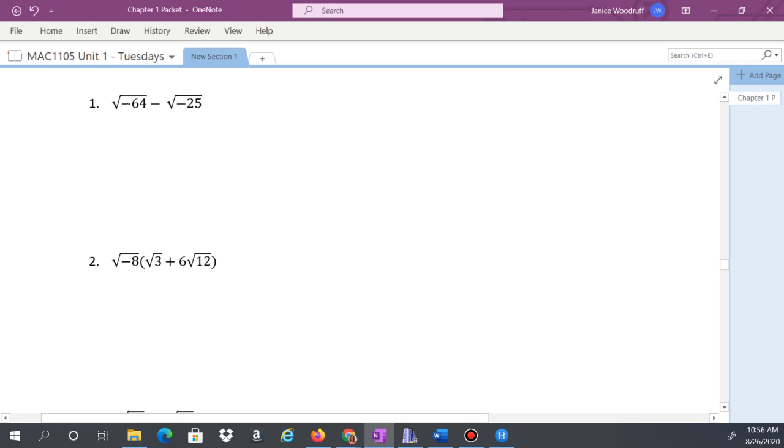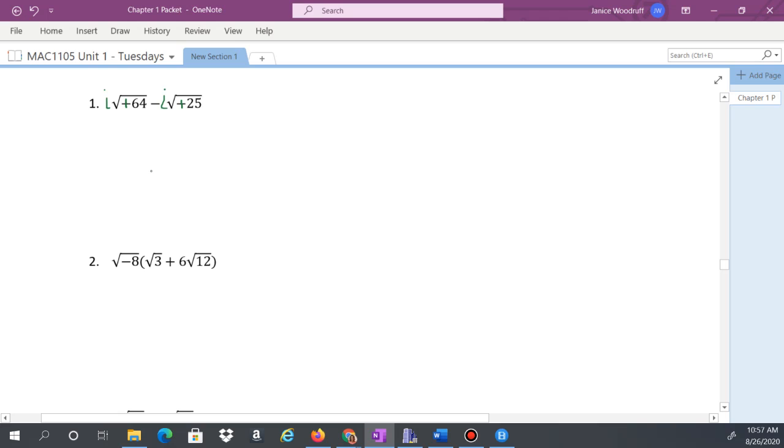But the question here is, I've got the negative under the radical. So am I going to, well, actually, it's not a multiplication problem, so never mind. So let's go ahead and simplify the negative under the radical. So that is where the i is coming from. So what we're going to do here is I'm going to take this minus sign, change it to a plus, and just put an i right in front of it.